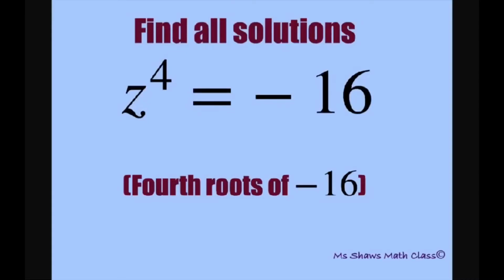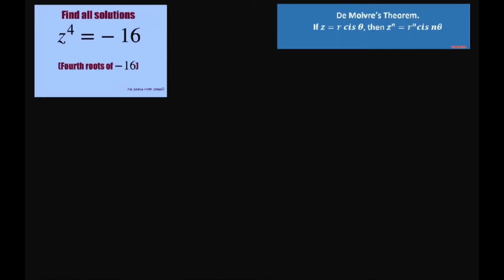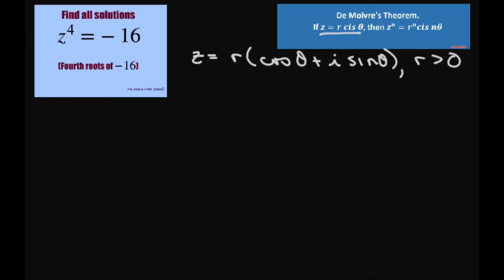We're going to find all solutions for z to the power of 4 equals negative 16. In other words, we're doing the fourth roots of negative 16. All right, so using de Moivre's theorem, we're going to use this part here. If we let z equal r times cosine of theta plus i times sine of theta, that means our r has to be positive.